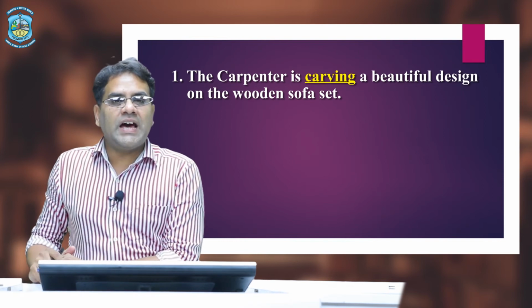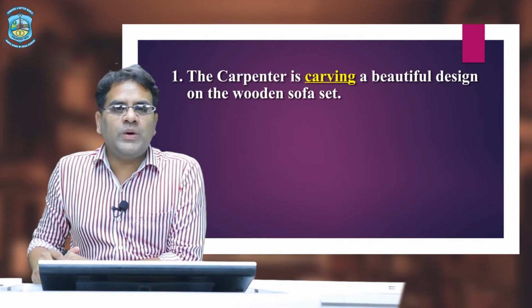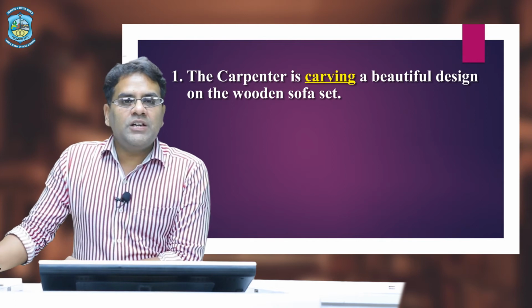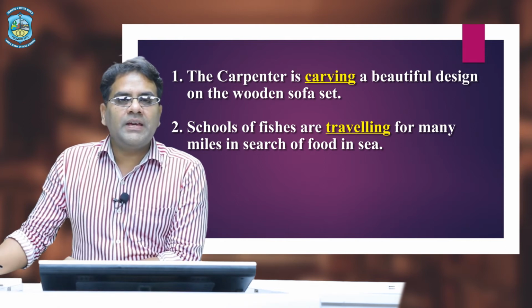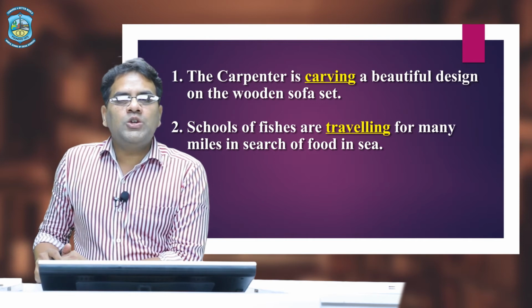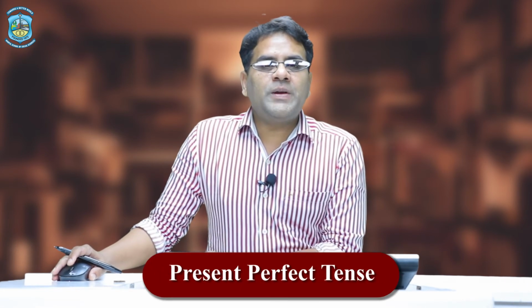It's a simple formula. Again, we have different ways of expressing an action when some action is done in this progressive form. The first statement is, the carpenter is carving a beautiful design on the wooden sofa set. With is, we have attached ing with the verb. The second statement, schools of fishes are traveling for many miles in search of food in the sea. And the last statement of this form, the woman is marrying someone whom she doesn't like at all. I hope you have liked this form of the present tense. Let's move on to present perfect tense.